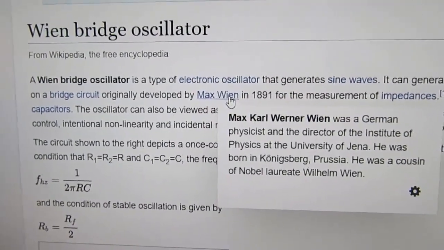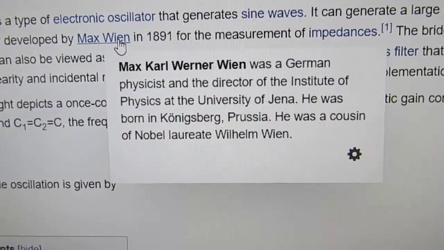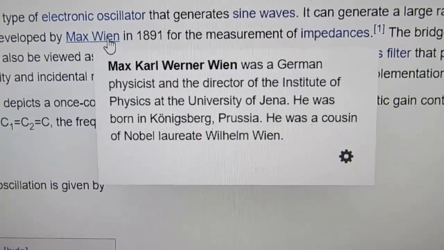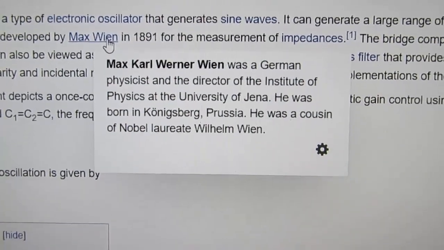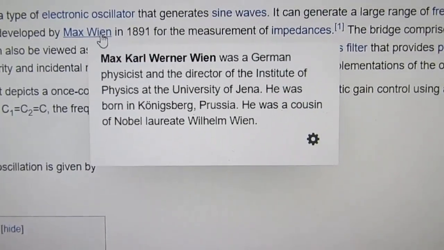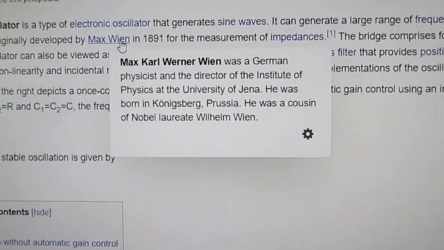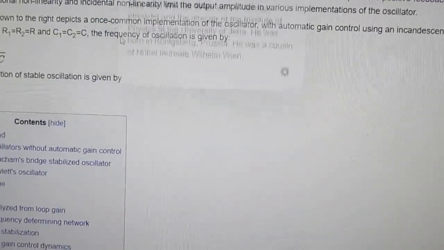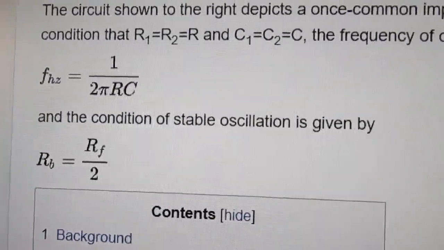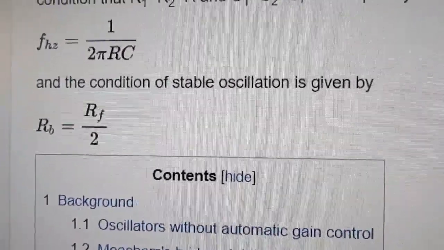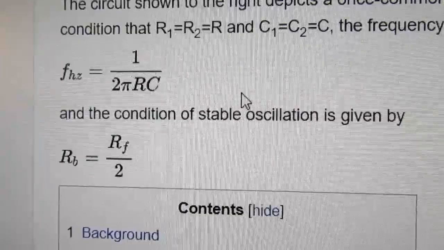Just the Wikipedia page on the Wien bridge oscillator, and it confirms that it's named after Max Carl Werner Wien, a German physicist and director of the Institute of Physics, blah blah blah, and as it is a German name, it should be Wien, so that's the pronunciation. And once again, it mentions here that assuming the resistors and capacitors on both of the two filter circuits are the same, it should be 1 over 2 pi RC.